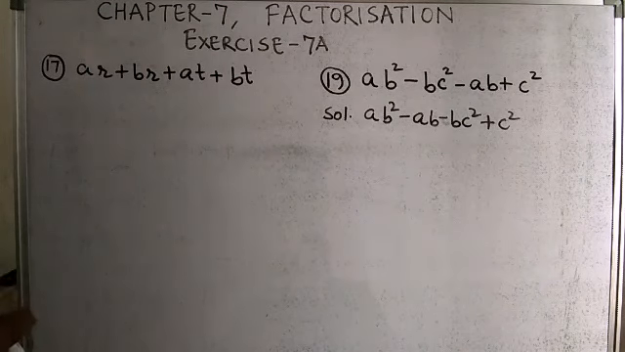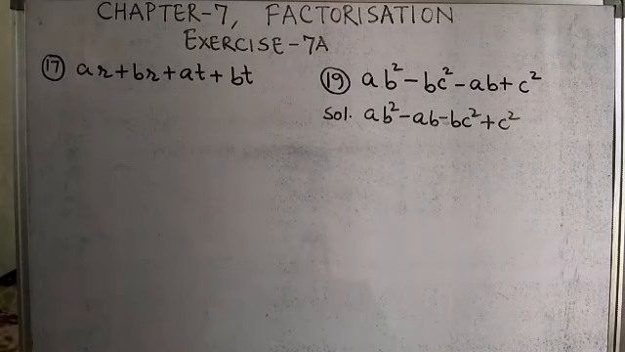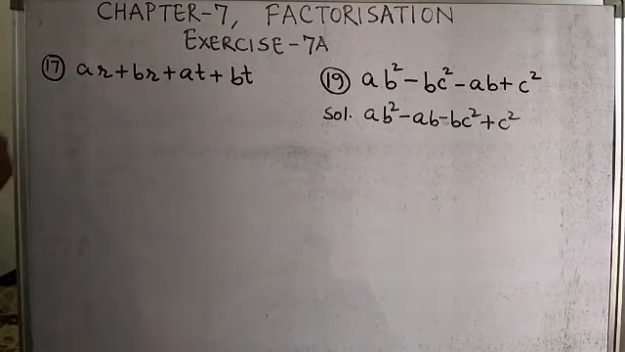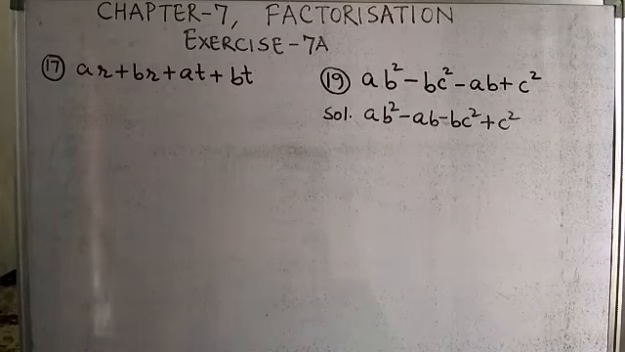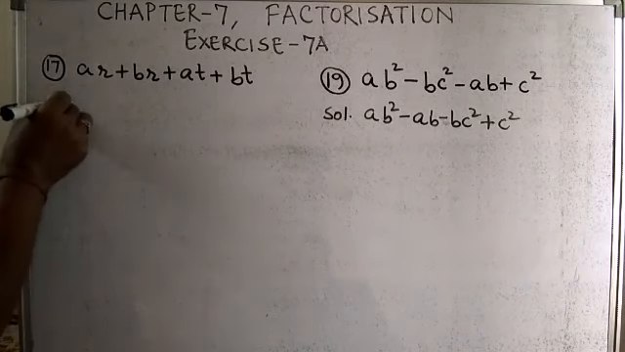Again, we have to solve two questions of exercise 7a, and after question number 19, the rest of the questions are not to be taken for examination purposes due to lack of time. So, about your questions number 17 and 19, here we factorize again by grouping them.